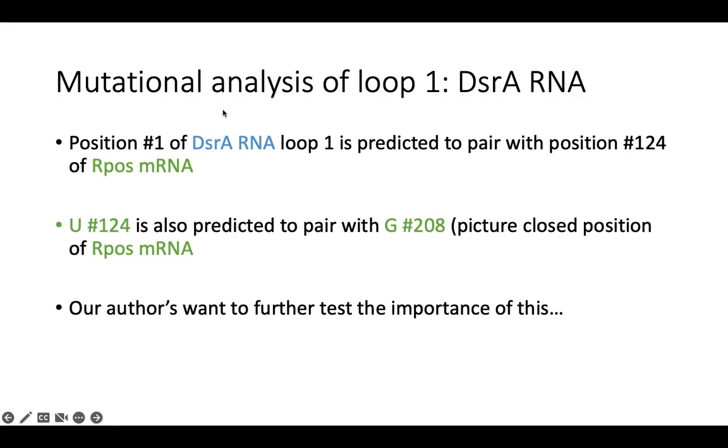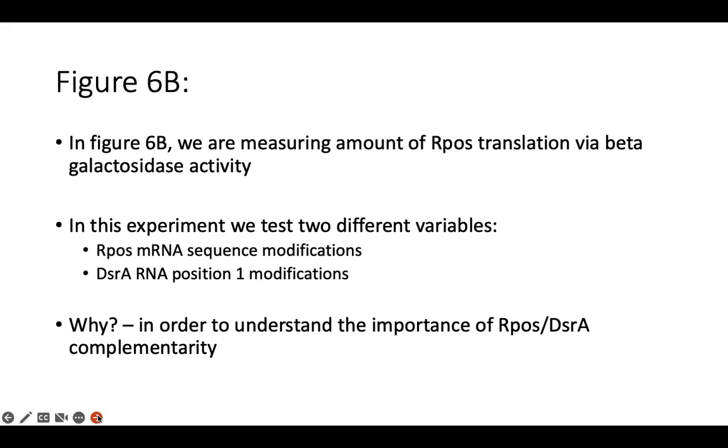So let's go on into our mutational analysis of loop 1 of DsrA RNA. Position number 1 of the DsrA RNA loop 1 is predicted to pair with position number 124 of the rpoS mRNA. Now this wild type U of 124 is also predicted to pair with the G208. Remember the closed position of the rpoS mRNA. And our authors want to test the importance of this.